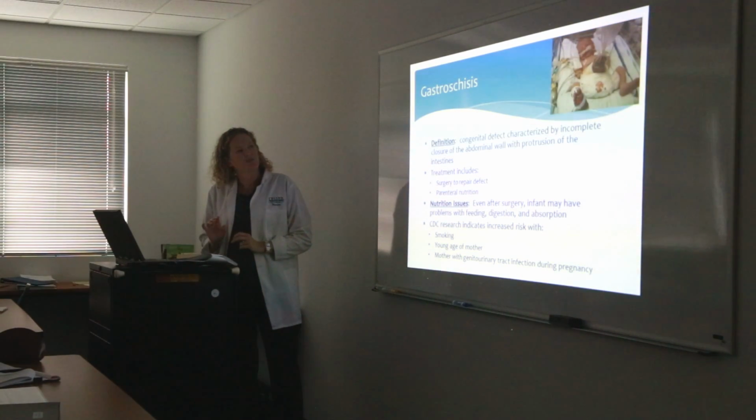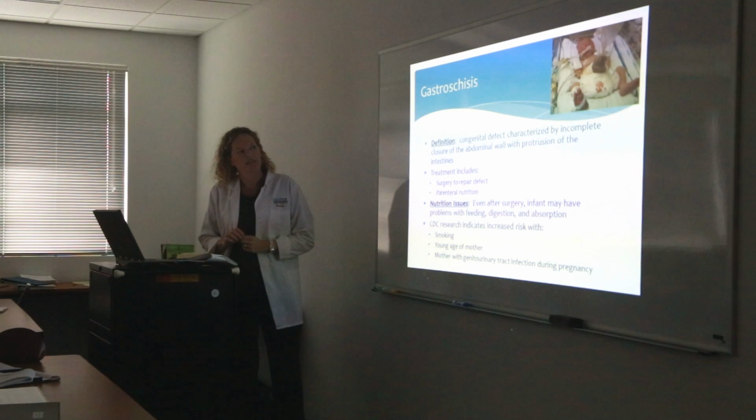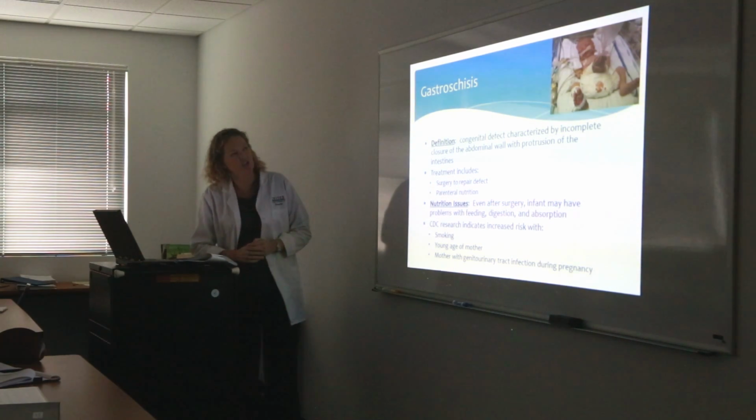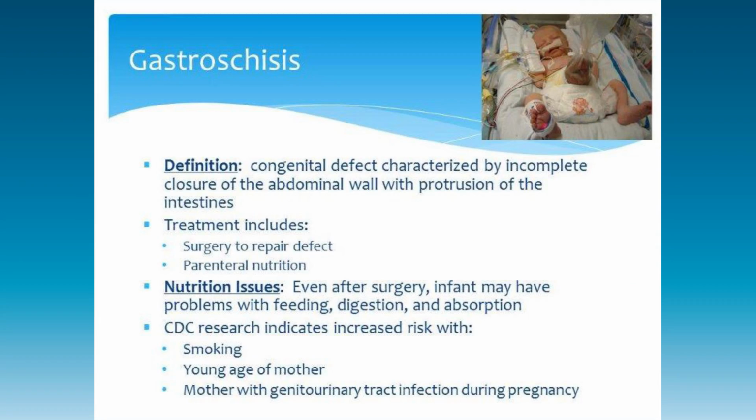Okay, the next one is gastroschisis. That's how it's pronounced, gastroschisis. So it's a congenital defect. Congenital means it's something they're born with, characterized by an incomplete closure of the abdominal wall, and the intestines actually protrude to the exterior of the body, like you can see in that picture. So definitely requires surgery, stages of surgeries to get the bowel back into the abdominal cavity. Definitely going to need parenteral nutrition until those surgeries are done, and then they can start tolerating some enteral.